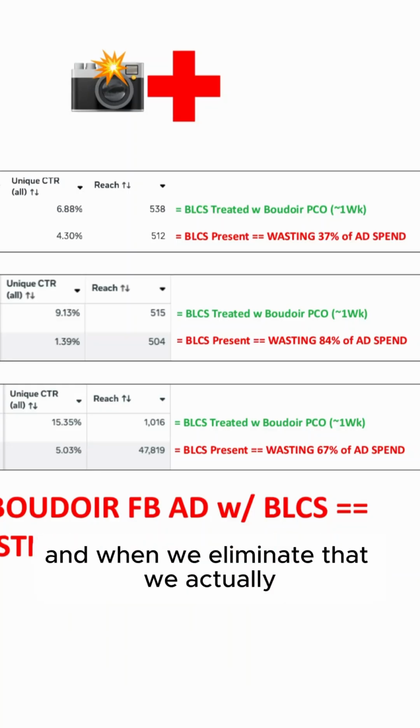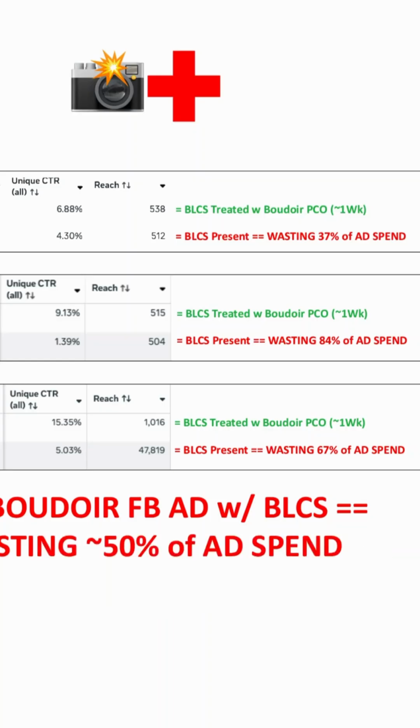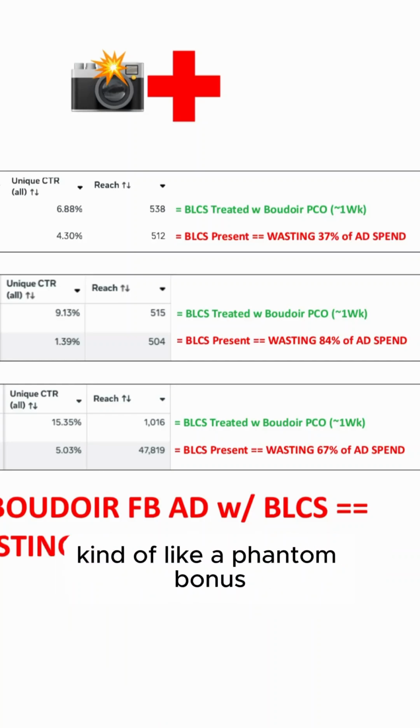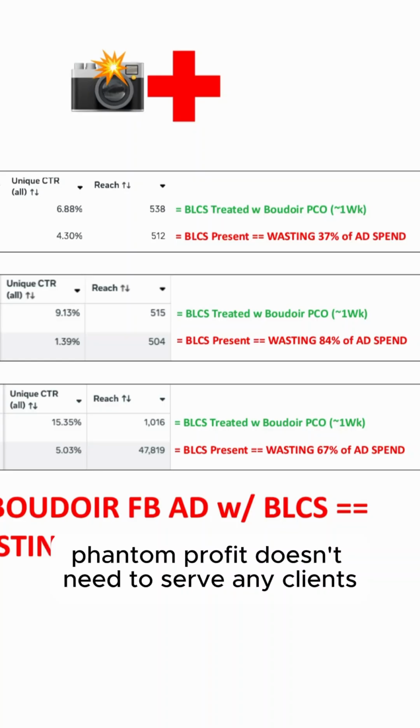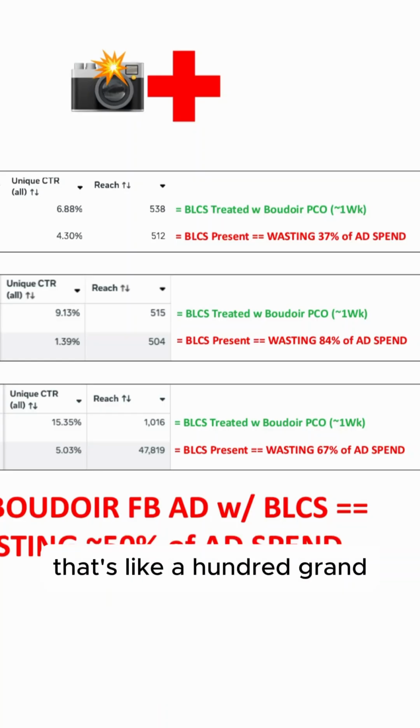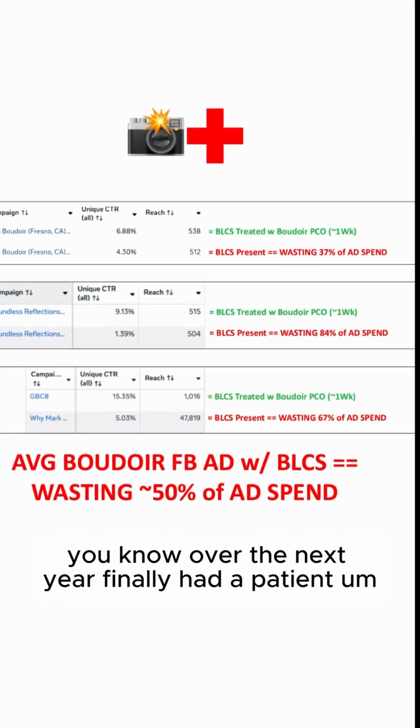And when we eliminate that, the business owner actually pockets that every single month, kind of like a phantom bonus, phantom profit, doesn't need to serve any clients, but literally $8,400 a month. That's like 100 grand over the next year.